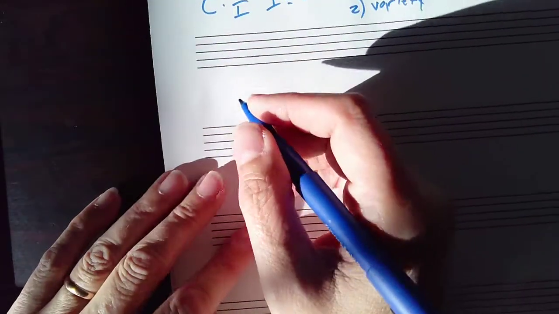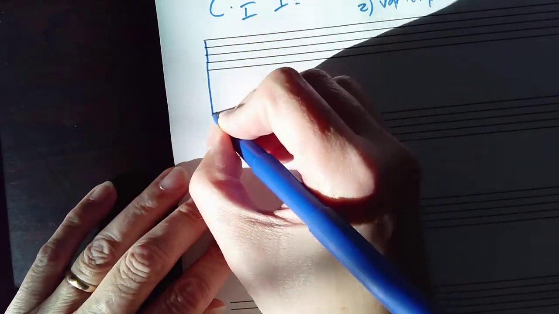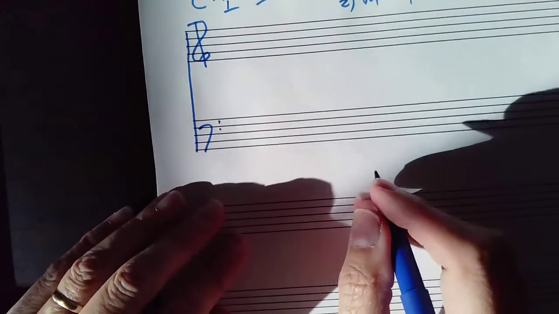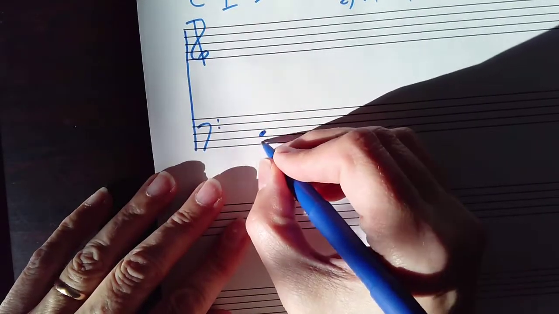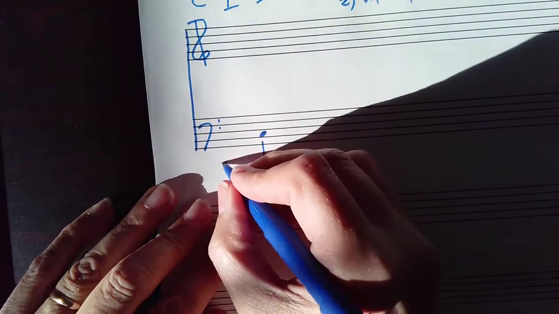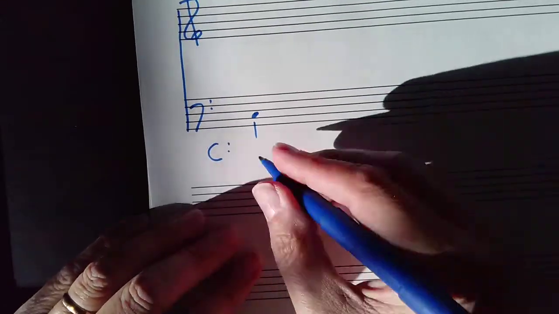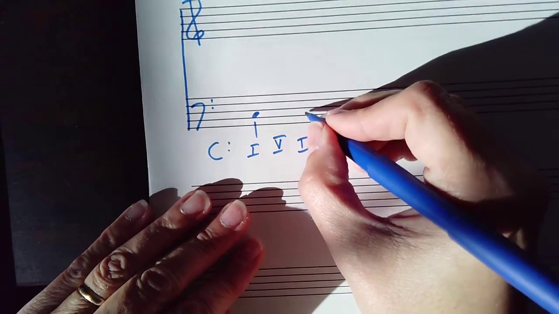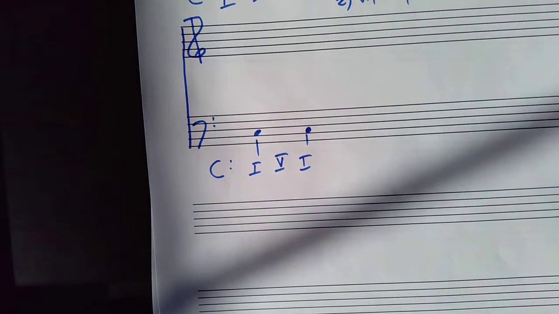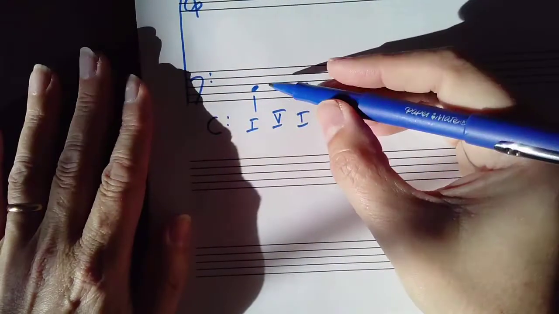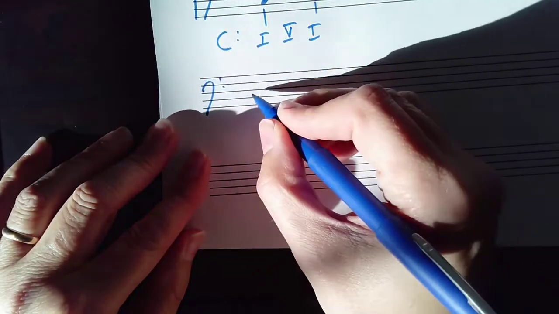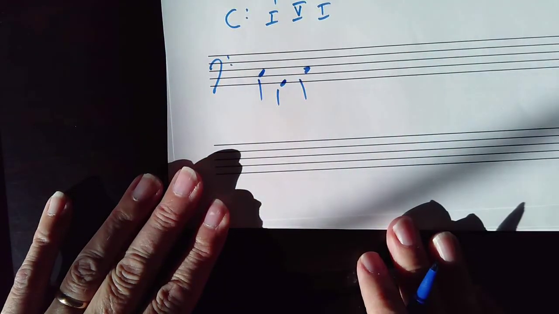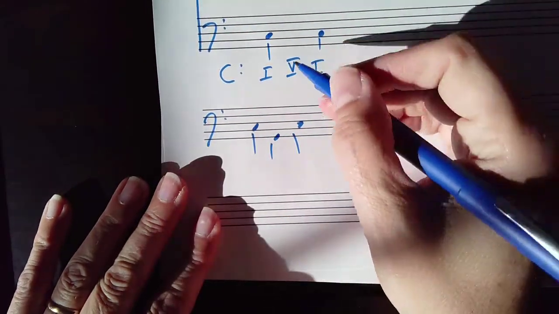Okay, so let's just talk about some simple part writing with this. What if I have a one chord in C and we go 1, 5, 1. Now, if we go 1, 5, 1, the bass would be C, G, C, which is a leaping bass. What if we want to make the bass more melodic?